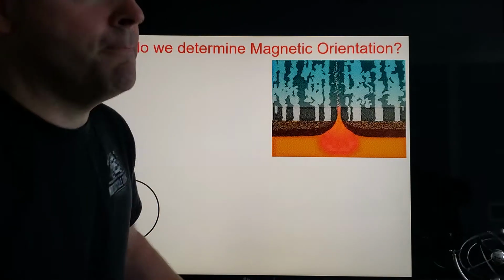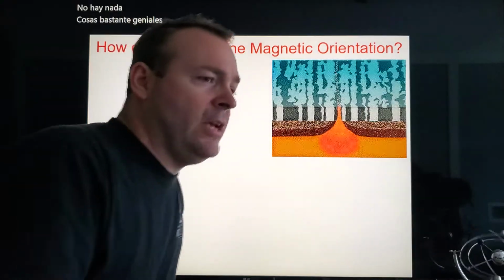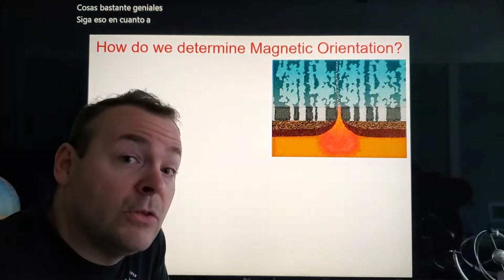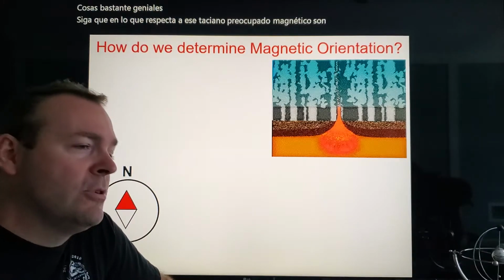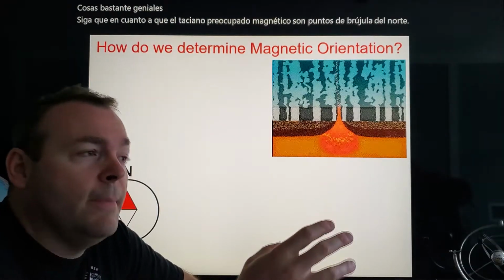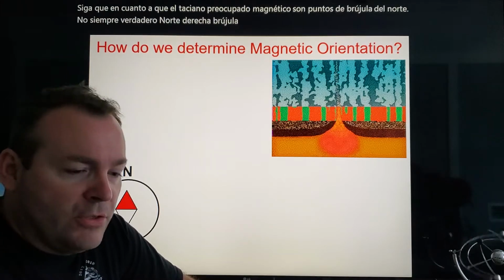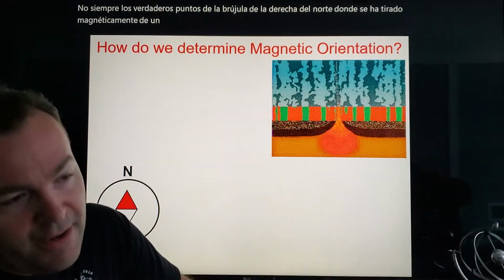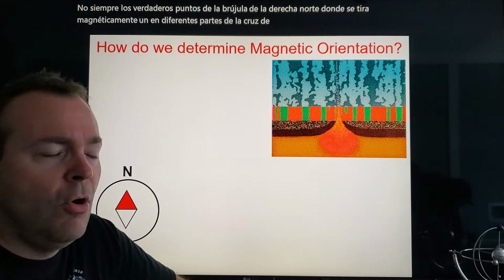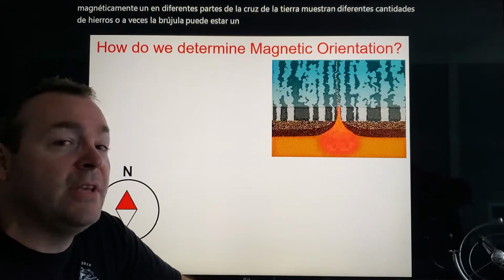Pretty cool stuff, right? All right, hopefully you followed that. As far as that magnetic orientation, a compass points north, right? Everybody hears, oh, the compass always points north. Technically, it's not always true north, right? The compass points where it's magnetically pulled. And in different parts of the Earth's crust, you have different amounts of iron, so sometimes the compass can be a little bit off. But in general, currently it points north, but it wasn't always that way, right?